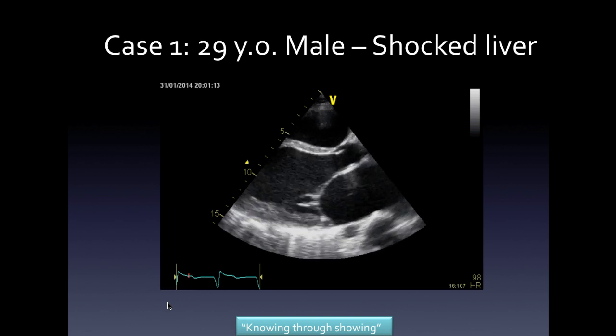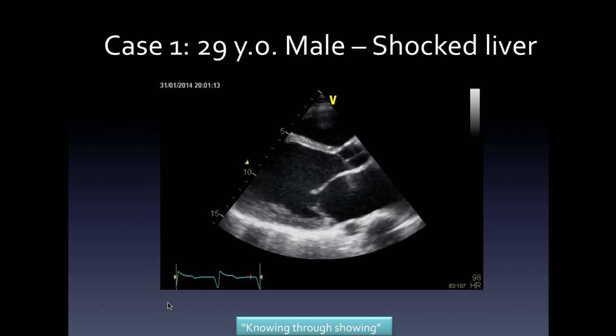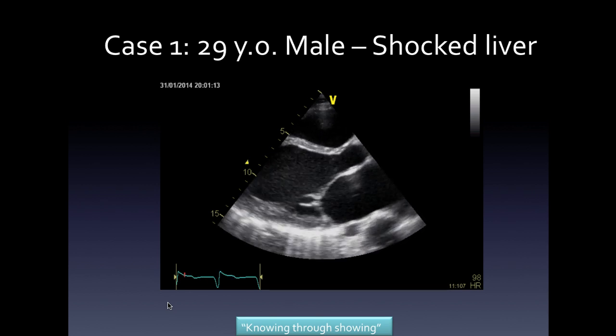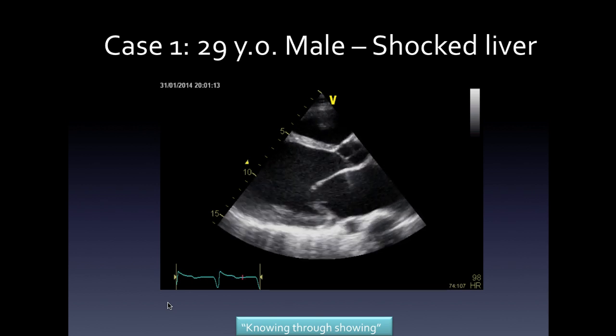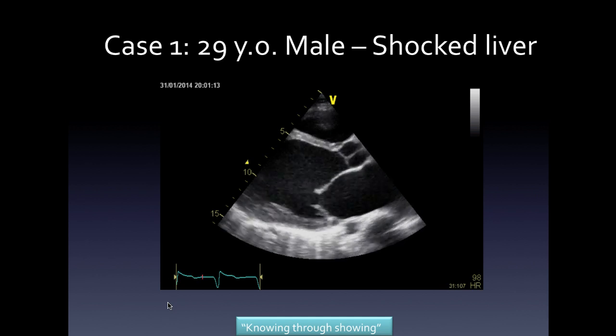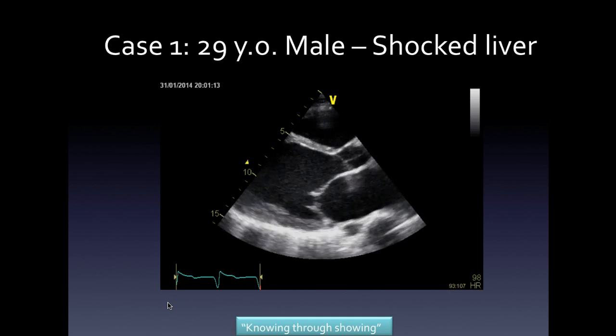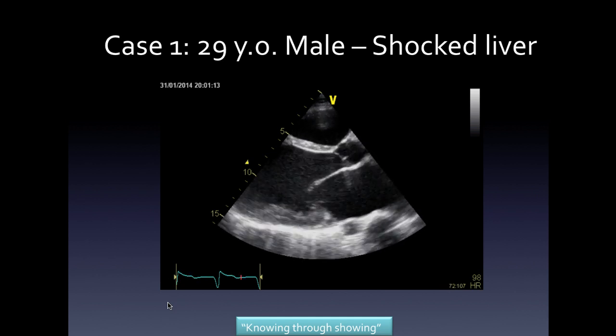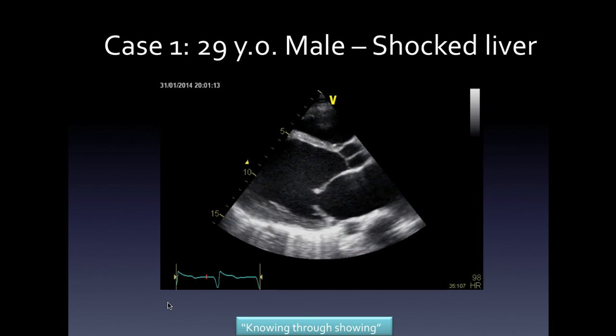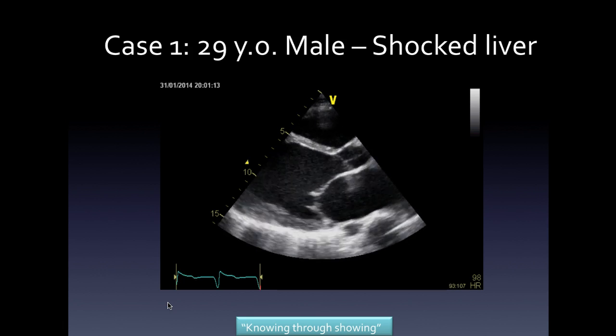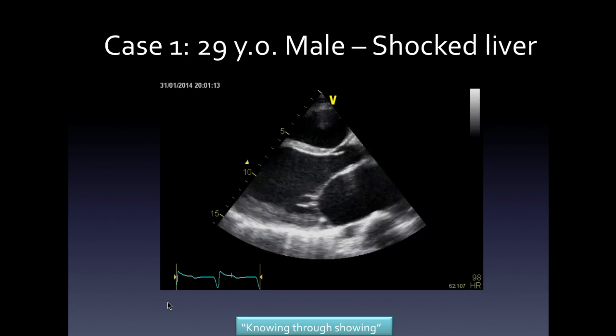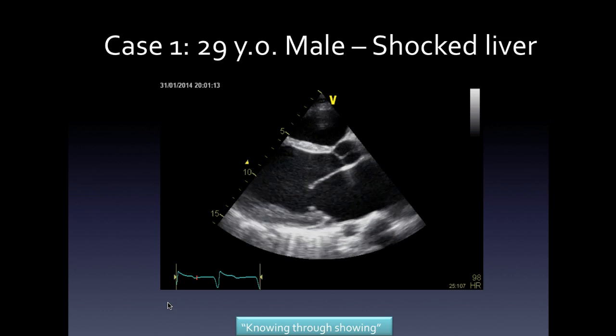This is a nice picture, unless you're the patient, and this is an echocardiogram of a young boy, 20, who presented with what is called norovirus. He had a history of cardiomyopathy in his youth, and he was on low maintenance medication and actually was doing very well.